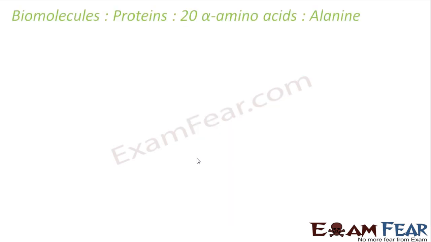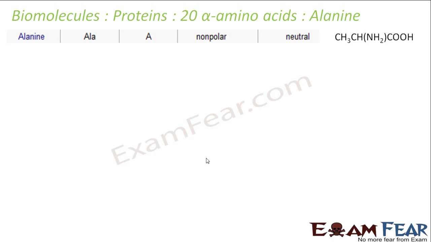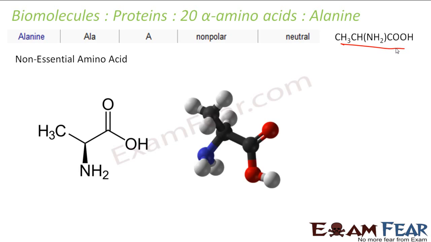Let's talk about each of these 20 amino acids. The first amino acid I'll be discussing is alanine. Al is the 3 letter and A is the 1 letter. This is non-polar neutral, and this is the structure. This is the formula of alanine. This is non-essential. Our body can produce this.